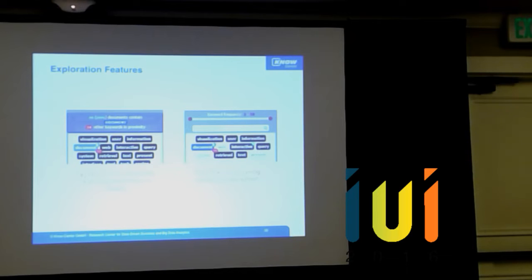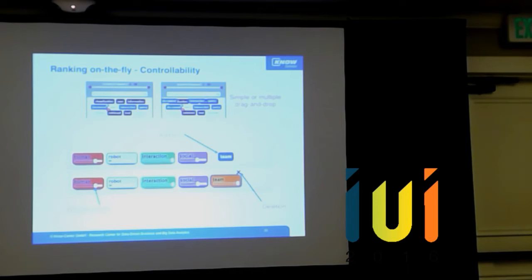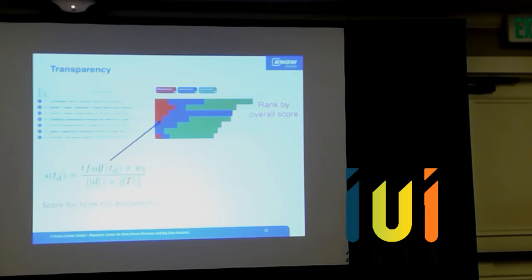Summarizing the interactions, we have exploration features by hovering on keyword tags and by clicking on them, and the ranking-on-the-fly mechanism that provides controllability so that the user can either add tags, change their weights, or delete them to modify the document rankings. And we provide transparency by representing the document ranking with stacked bars. We represent the overall score as the width of the entire stacked bar, and individual color-coded bars represent the contribution of each keyword, as we can see here.